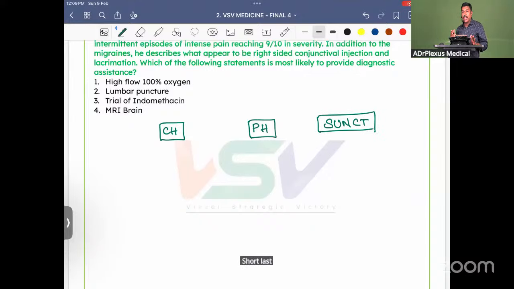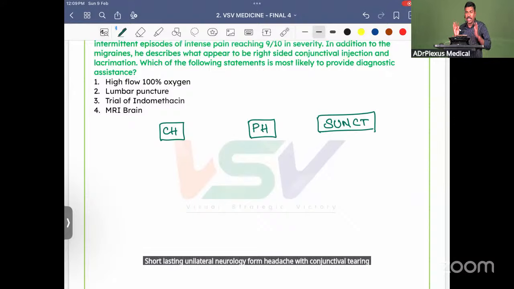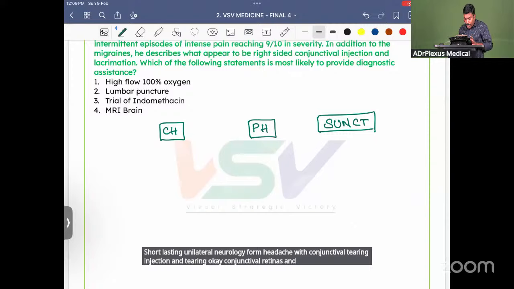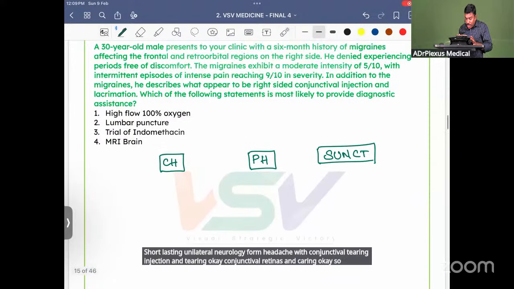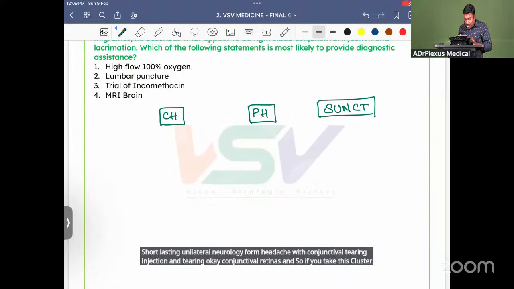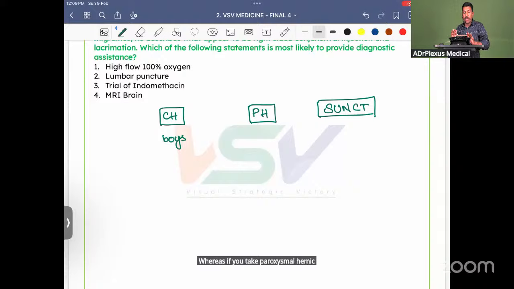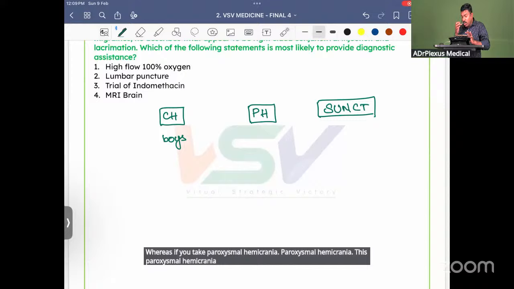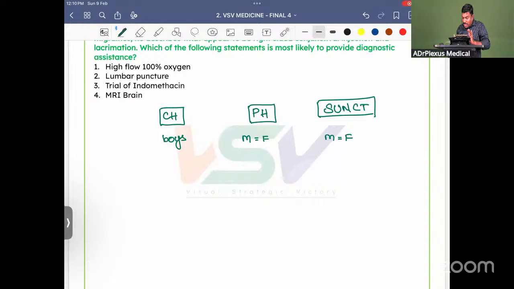Short-lasting unilateral neuralgiform headache with conjunctival injection and tearing. Okay, conjunctival redness and tearing. So if you take cluster headache, this is more common in boys, whereas paroxysmal hemicrania is more common in males and females at equal proportion.